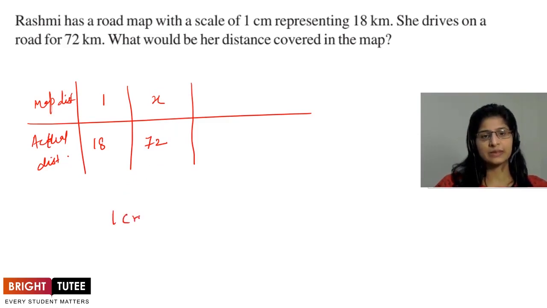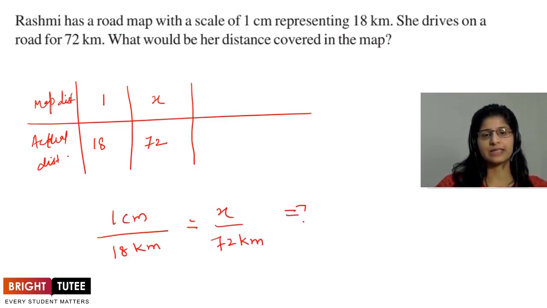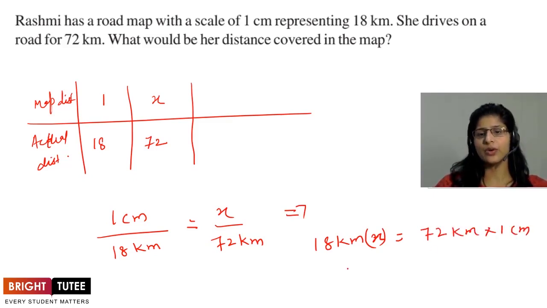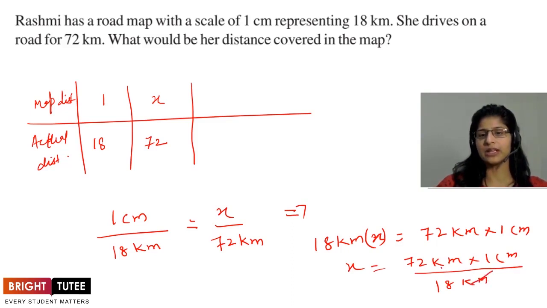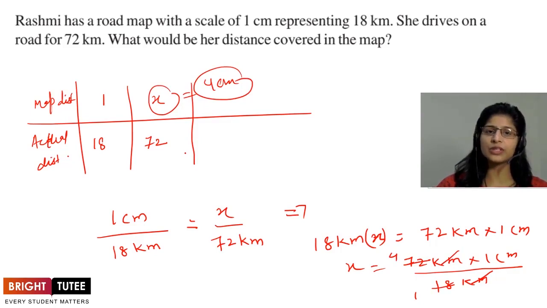So you'll write 1 centimeter divided by 18 kilometers equals x upon 72 kilometers. This implies that 18 kilometers into x is equal to 72 kilometers into 1 centimeter. So x would be equal to 72 kilometers into 1 centimeter divided by 18 kilometers. Kilometer and kilometer got cancelled. 18 ones are 18, 18 fours are 72. So we get 4 centimeters. On the map, the distance would be 4 centimeters.